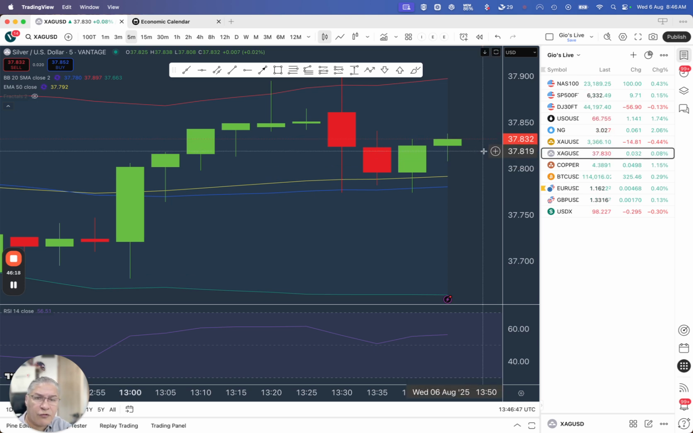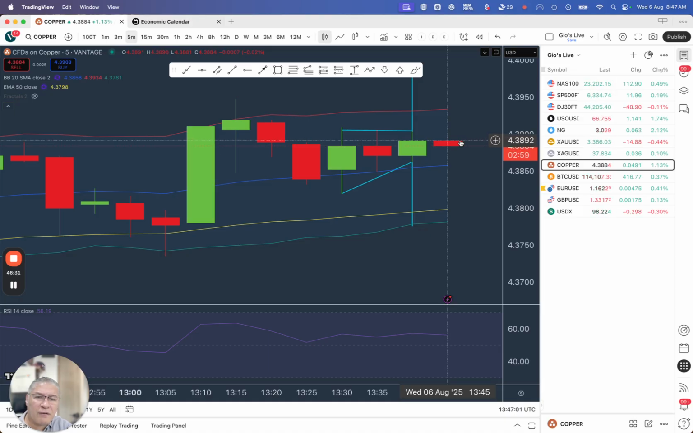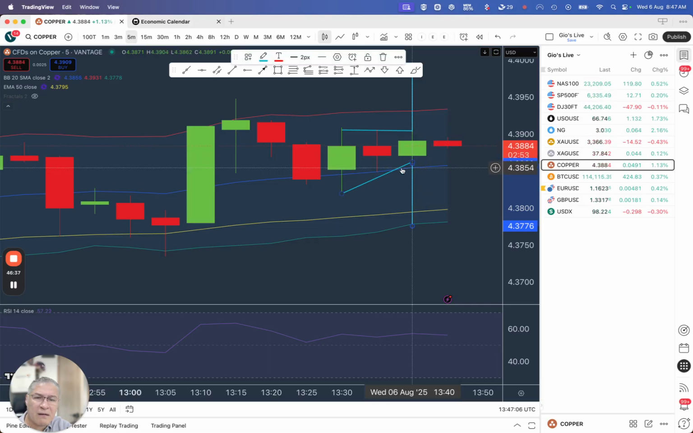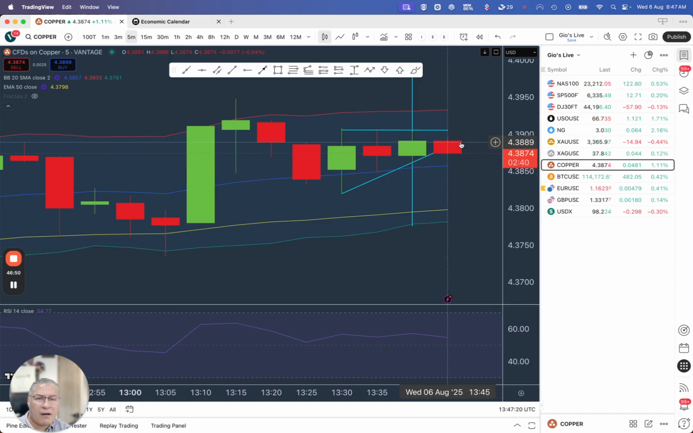Silver also. Silver has more attitude to show us a momentum to the upside. So 37.85 is the initial target. We still haven't broken out of this ascending triangle. Actually, we're expanding it. So let's see. Actually, it's looking for that breakdown on copper.